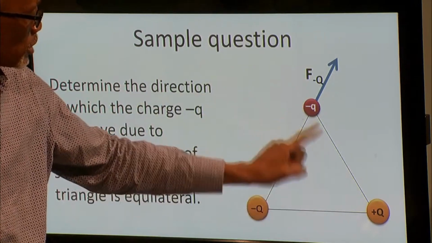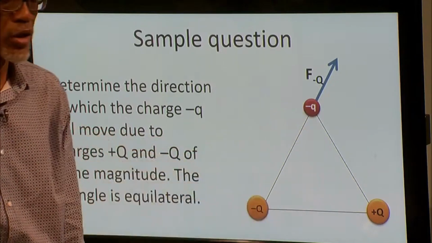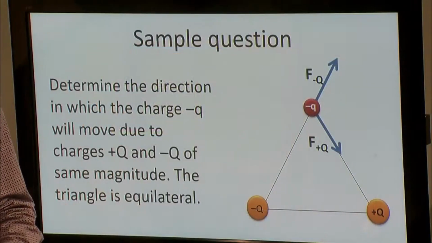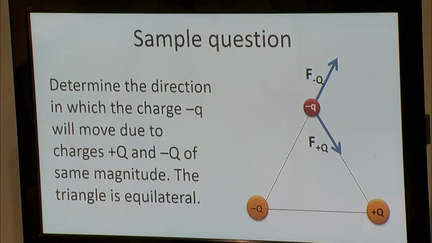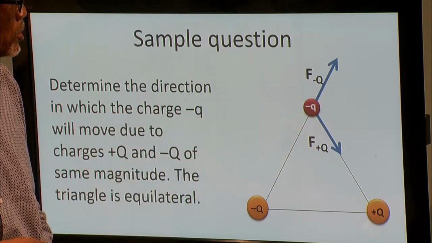And this charge, because they are opposite charges, will exert a force downwards, really radially downwards, along the line joining the two of them. So it will exert a force that way. Now these two forces are impacting this charge Q.